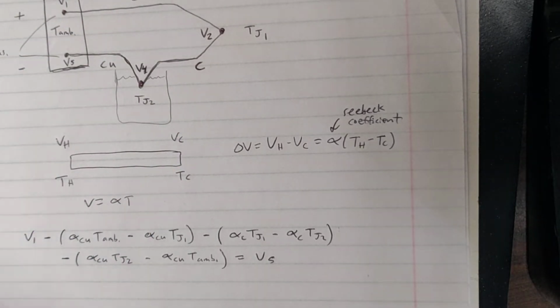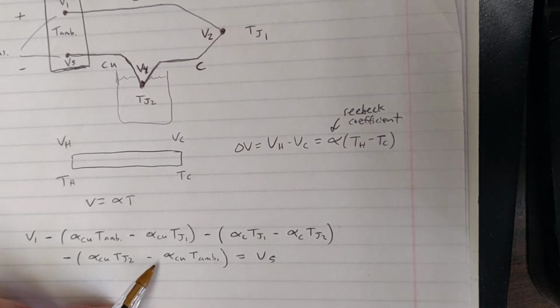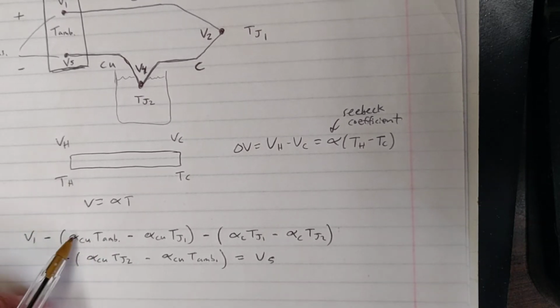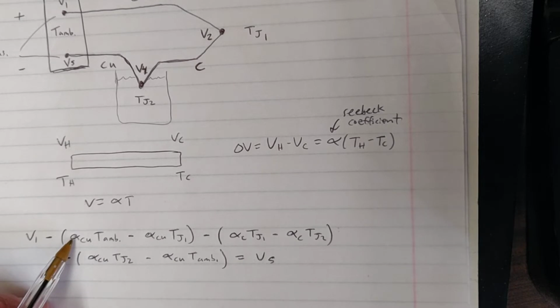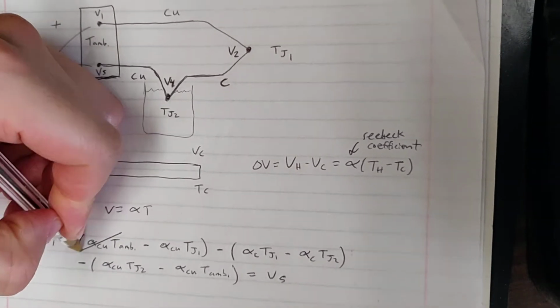And we can see right away that we have a minus minus here and just a minus here, so these Seebeck coefficient of copper times T ambient terms are going to cancel.